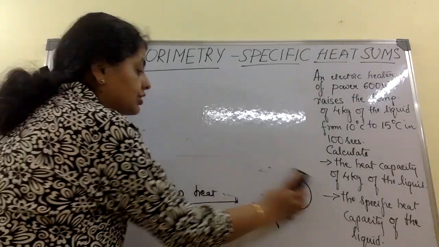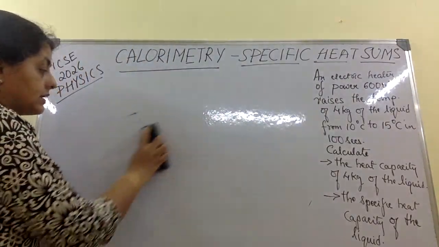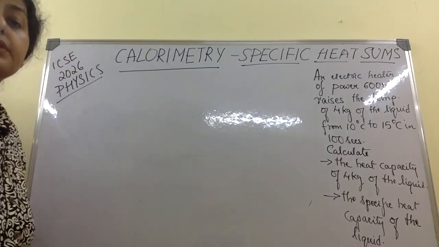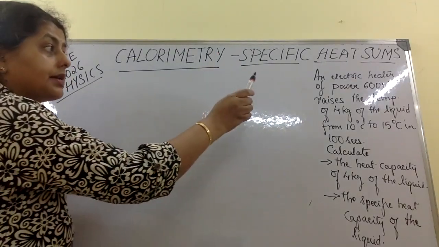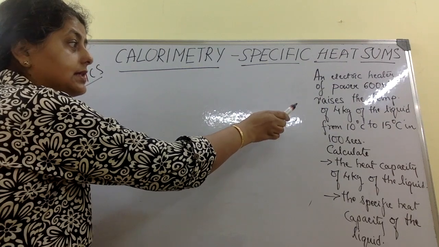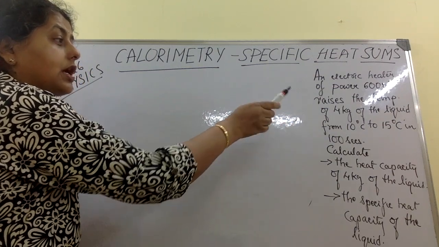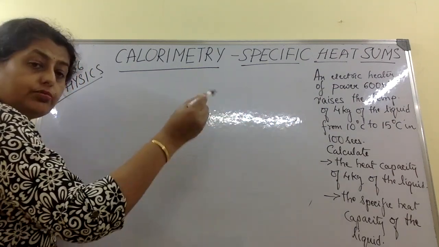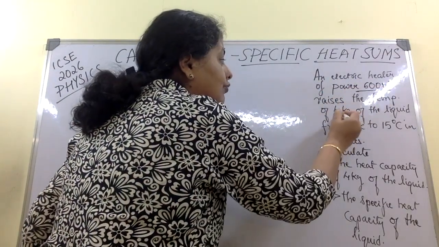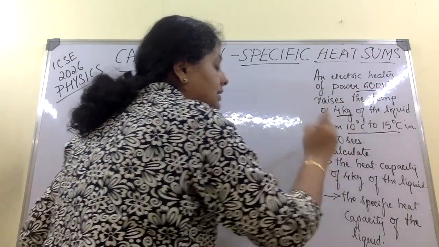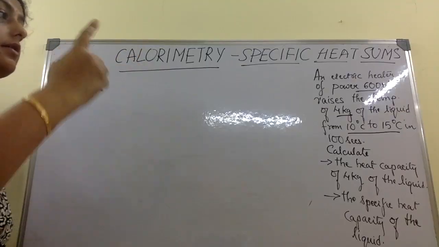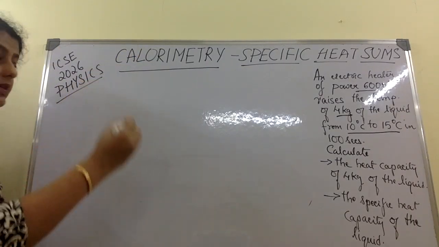This question has questioned us about both the things, about heat capacity and specific heat capacity. So our electric heater power is 600, raises the temperature of 4 kg of liquid from 10. So what are the things to be noted here? This is 600 watts power, 4 kg of mass, 10 degree to 15 degree rise has been given. That is a 5 degree rise.